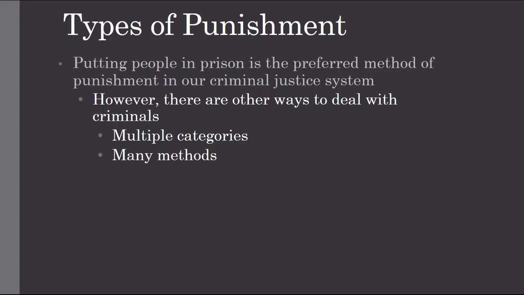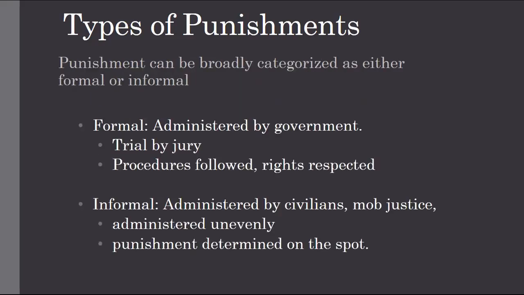So, putting people in prison is the preferred method of punishment in our criminal justice system. But there are other ways to deal with criminals, and there are multiple categories and many methods of dealing with people who have broken the rules. And in classic sociological fashion, we like to tag vocabulary words to things and categorize things. That's basically what us sociologists do, right? We put things that people do into categories. So on the broadest scale, punishment can be categorized as either formal or informal.